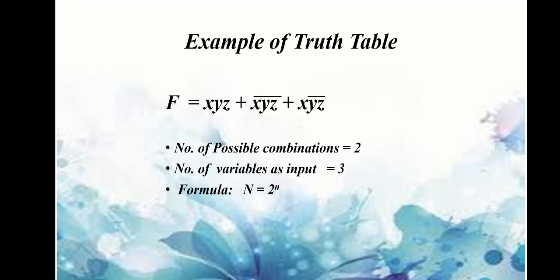According to the formula, the number of combinations is 2 raised to power n, where n is the number of variables as input. So 2 raised to power 3 is equal to 8. The total number of combinations that you will make is 8. Now in this expression, in the first column x, we know the number of combinations is 8. When the number of combinations was 4, we took equal numbers of zeros and ones, 2 zeros and 2 ones.